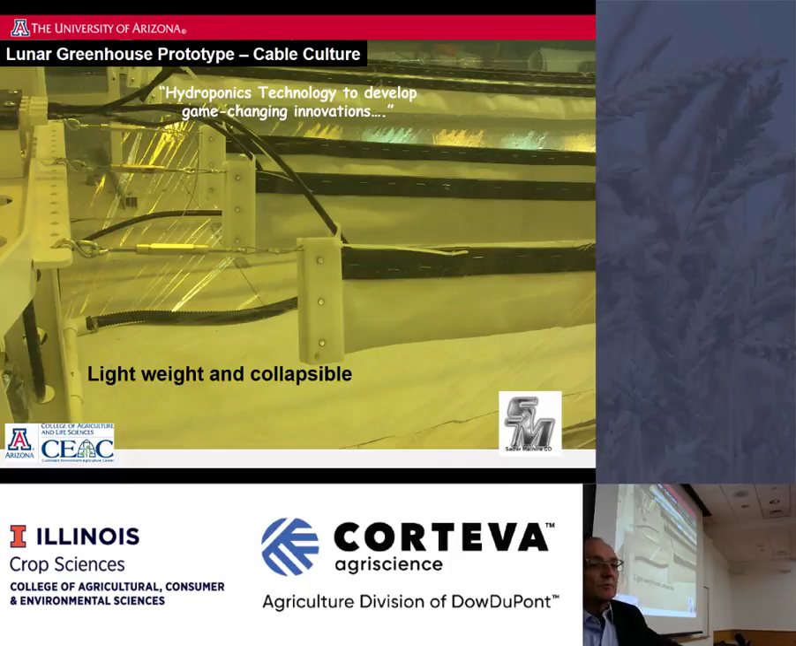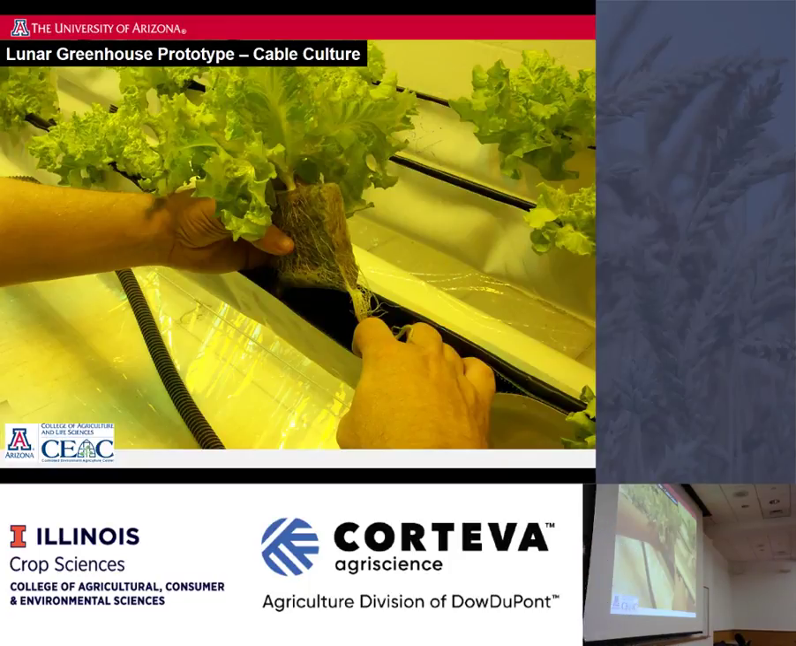Lightweight collapsible hydroponic system, something that could not be done in a soil-based system. And by the way, there's no soil on the other planets. There is material that could be similar to soil, but would you trust your first crop with something you can't even do the chemistry on in advance? So that will happen. I'm sure it'll become a soil system at some point.